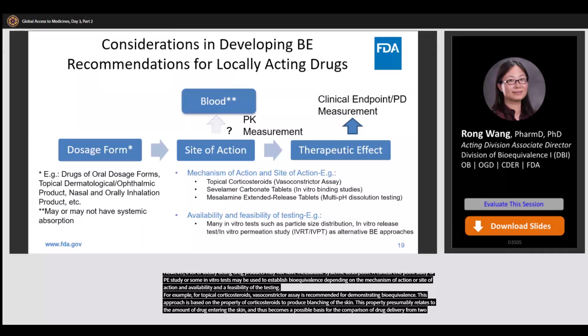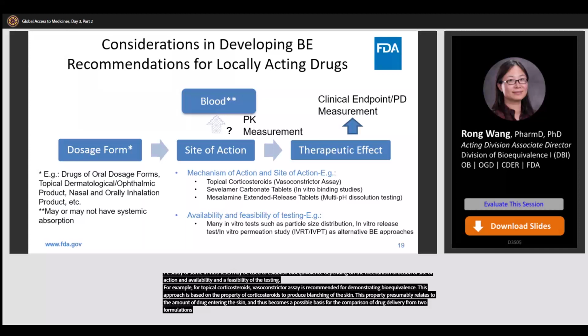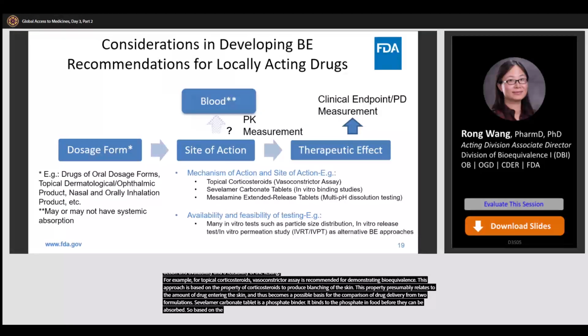Sevelamer carbonate tablets is a phosphate binder. It binds to the phosphate in food before it can be absorbed. So, based on the mechanism of action, in vitro binding studies are recommended to compare the phosphate binding capacity of test and RLD products.